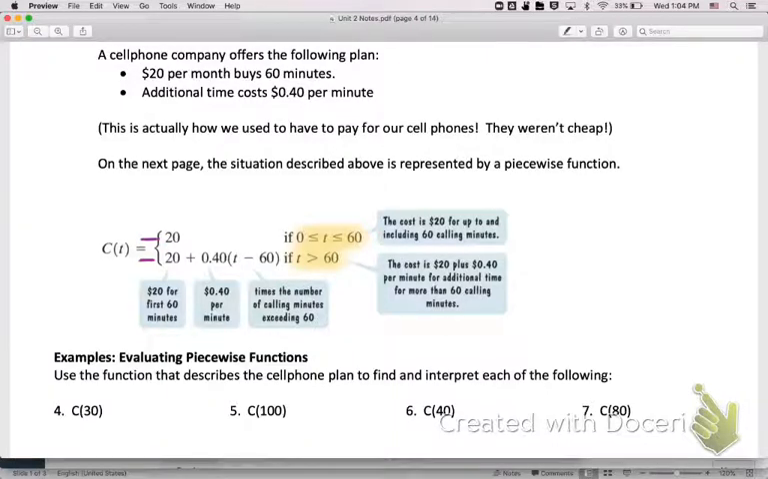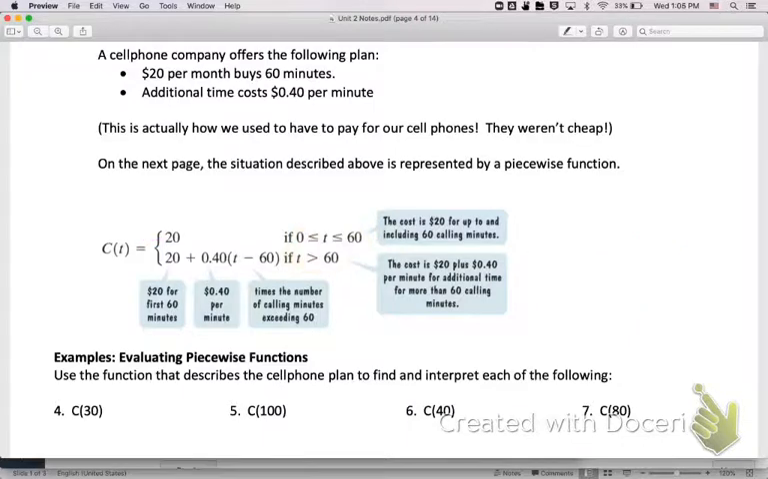The graph of this would look something like this, where we would go from 0 to 60 at $20, and it would stay $20 the whole way. Then after that, the price starts increasing because it changes after those first 60 minutes, okay?